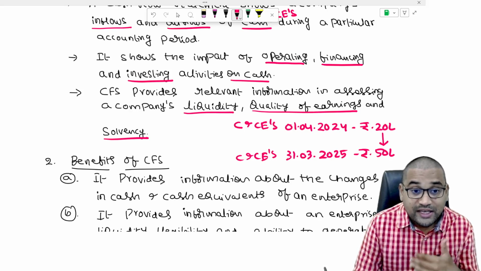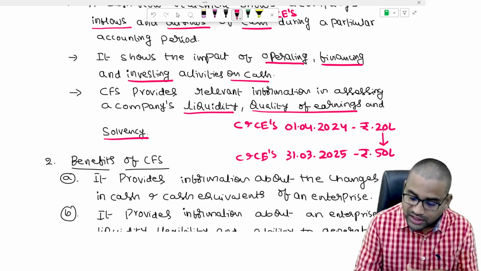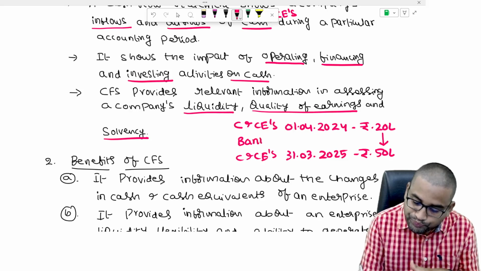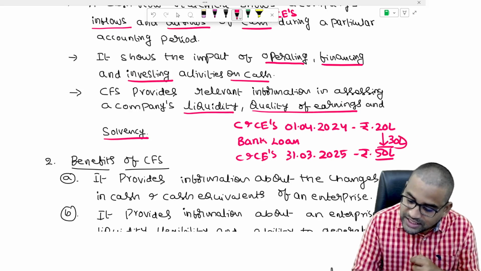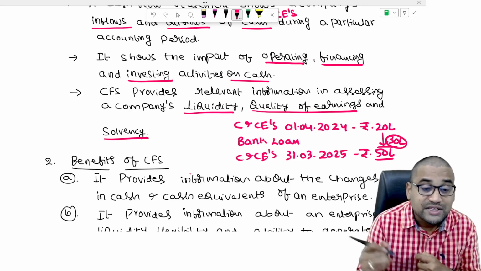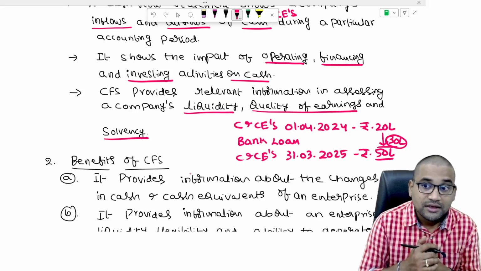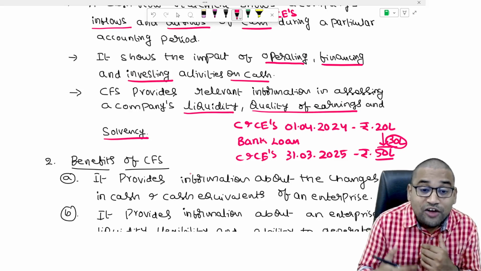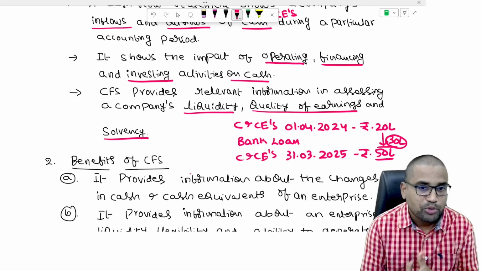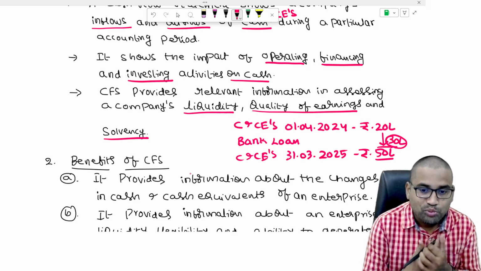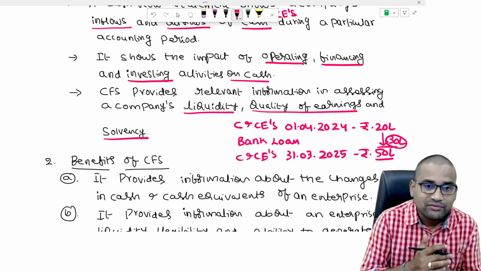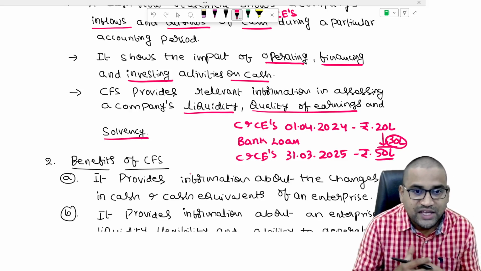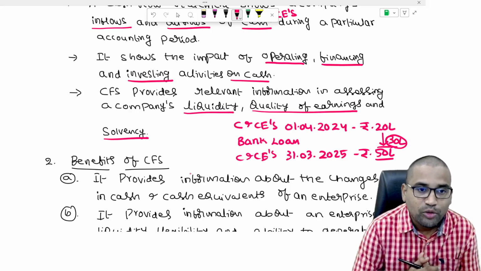What if I give information on how this 20 has become 50? Suppose the company has taken a bank loan of 30 lakhs, and because of that our balance has become 50 lakhs. This 30 lakhs is because of the bank loan, not because of our sales, not because of our earnings. So what is the quality of your earnings? Suppose the company is always depending upon borrowings, always getting money from outside. How long can the company survive if the earnings are not quality earnings, if the cash it is generating is not from the main operations?